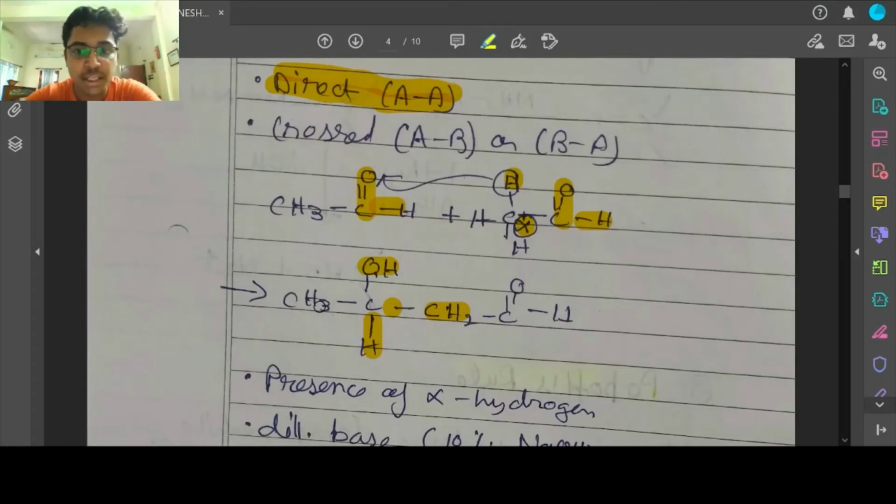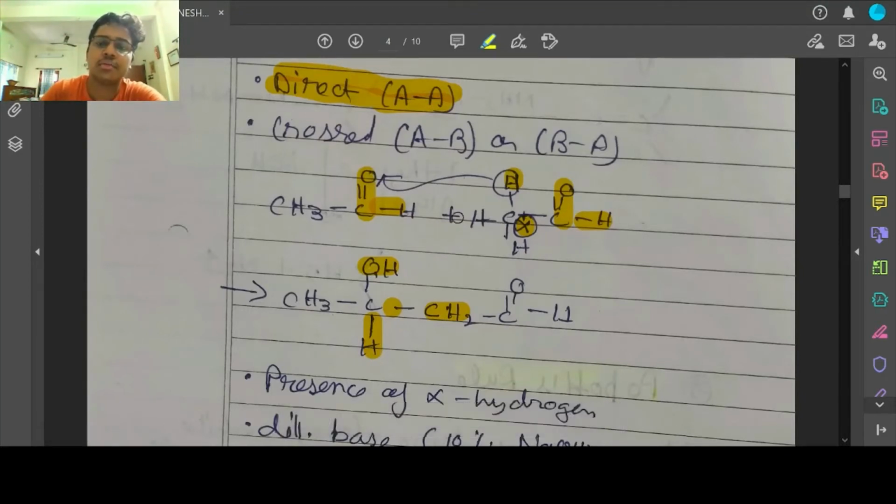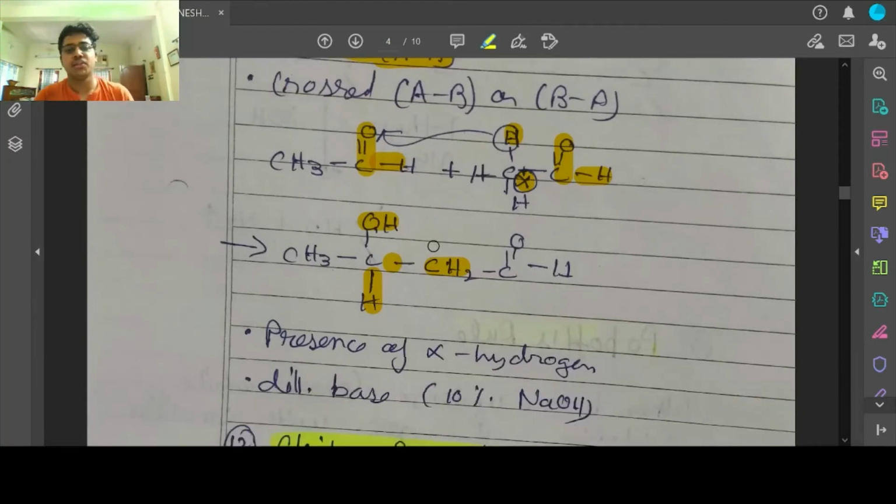It is very easy. It might seem difficult at first, but it's very easy. Just oxygen is converted to an OH group, and a single bond is formed between the two carbons. Okay, it's as simple as that. So let us see the conditions.